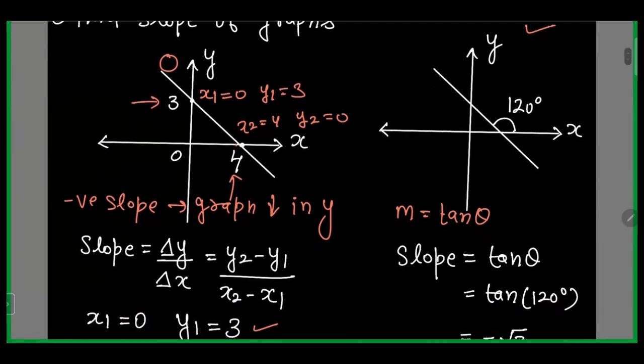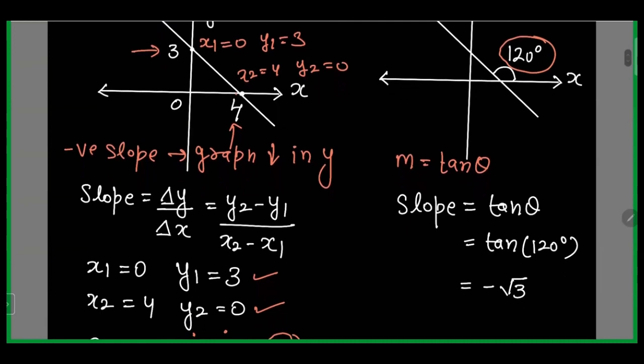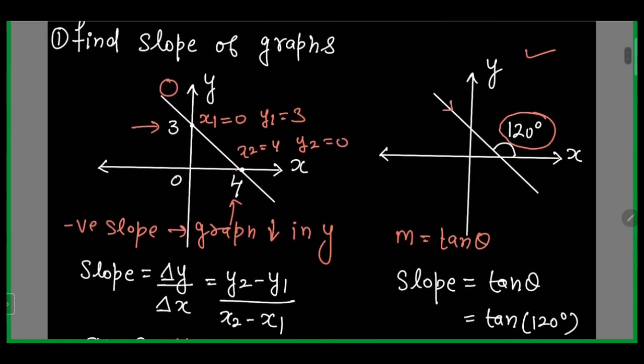So what is my theta? Theta is the angle which my line is making with the x-axis. That is given to me, which is 120 degrees. So tan 120 degrees will be the slope, which is known as minus √3. Again, you are seeing your slope is negative. Again, you can see your graph is decreasing in y. That is why your slope is coming out to be negative. So that is a point which I wanted to make sure.